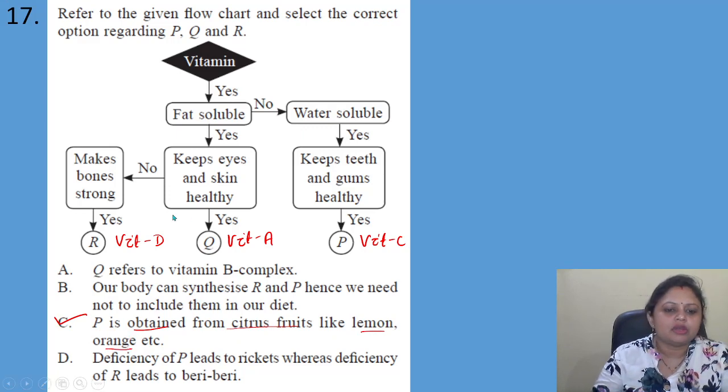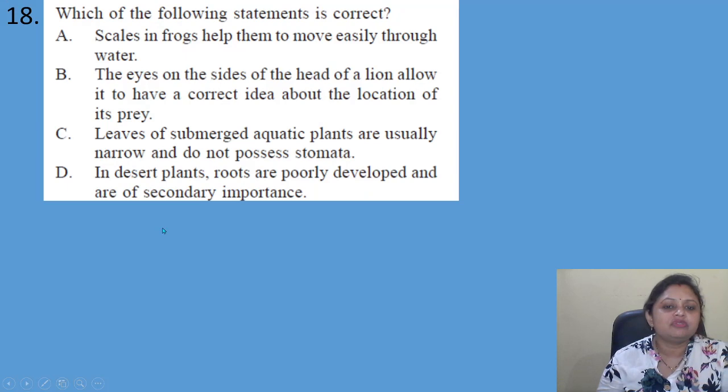Okay. Coming to the next question. Which of the following statements is correct? Options are A. Scales in frog help them to move easily through water. Option B, the eyes on the side of the head of a lion allow it to have a correct idea about the location of its prey. C. Leaves of submerged aquatic plants are usually narrow and do not possess stomata. D. In desert plants, roots are properly developed and are of secondary importance.